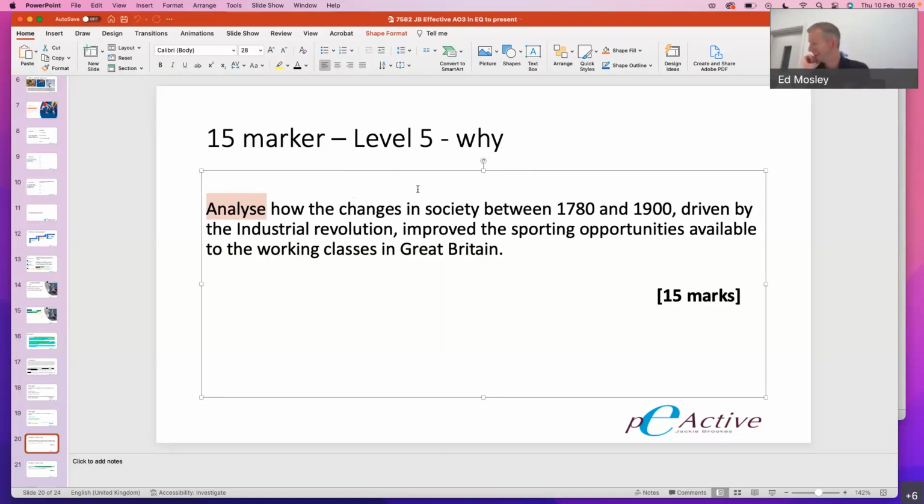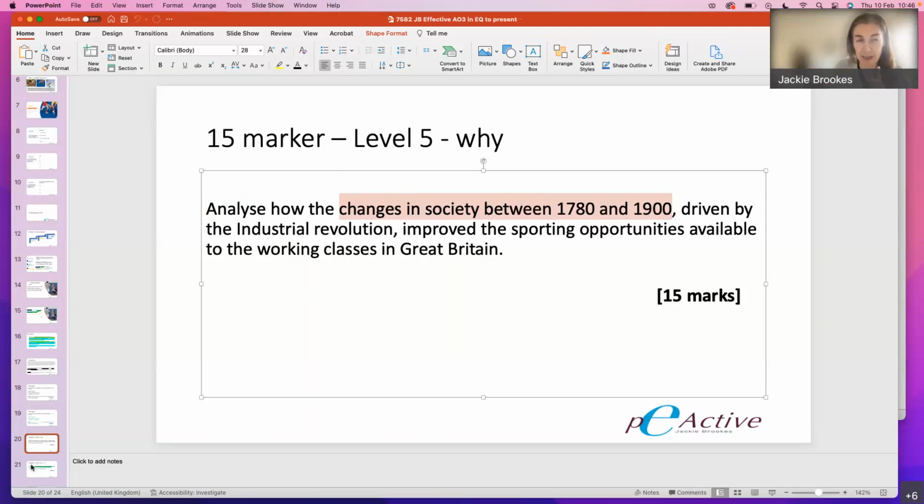Anyway, underlying changes in society between 1780 and 1900. Your little extra bit saying about analyze: there needs to be a bit of the Industrial Revolution. They need to be aware of that. Also improve sport opportunities. Awesome.